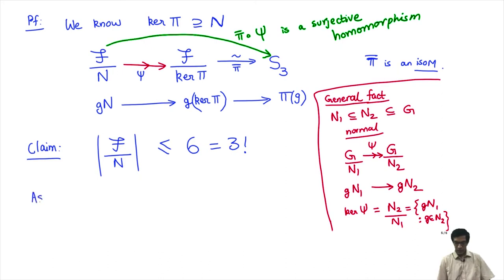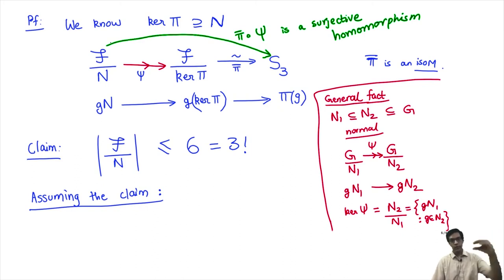So for the moment, assuming the claim, let's see what we can deduce. Observe, because F by N surjects onto S3, F by N must have at least 6 elements, right? Because I have an onto map which goes down to a set of 6 elements, the set on the other side should have at least that many elements. Just a property of onto maps. On the other hand, the claim says this has at most 6 elements. So assuming the claim, we would conclude that F by N in fact has exactly 6 elements, because the onto-ness gives you the other inequality.